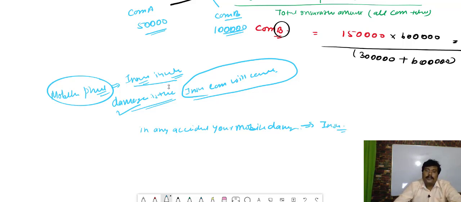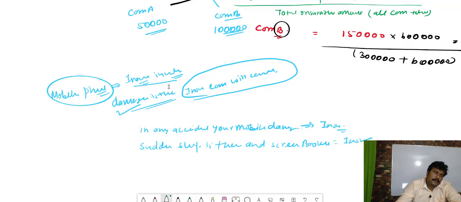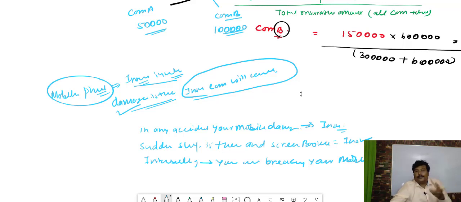Okay, any sudden slip and the screen is broken, so the insurance company will cover this also. But if you are intentionally breaking your mobile, the insurance company will inspect before making the payment, and if it comes to know that you broke your mobile intentionally, then the insurance company will not make the payment to you. Okay, so we have discussed each and every principle of insurance.